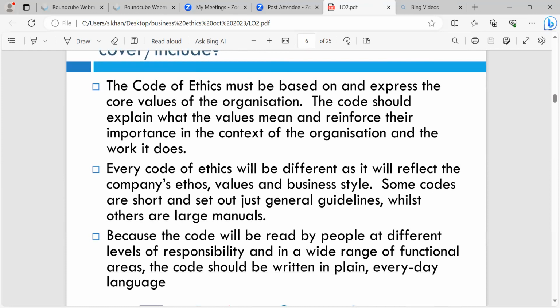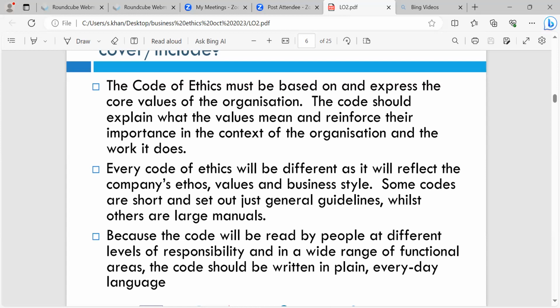What should a code of ethics cover? The code of ethics must be based on and express the core values of the organization. The code should explain what the values are and what they mean, and reinforce their importance in the context of the organization and the work it does. Every code of ethics will be different, as it will reflect the company's ethos, values, and business style.